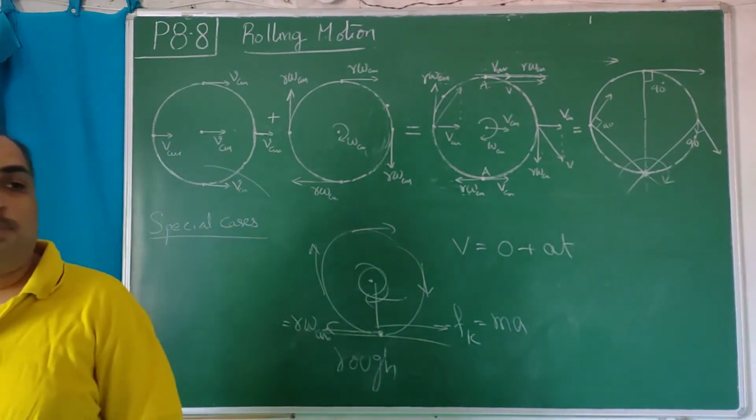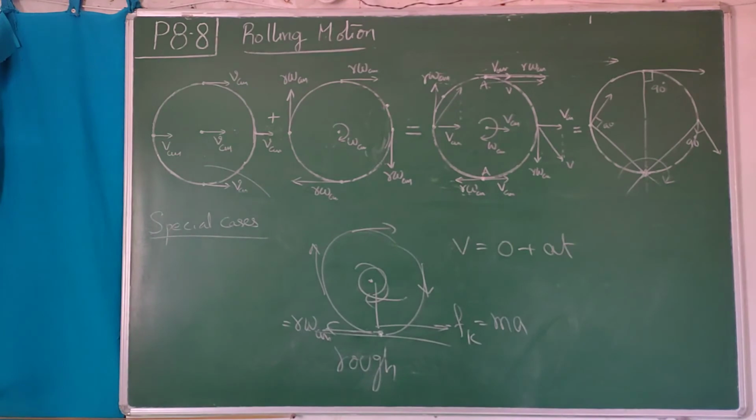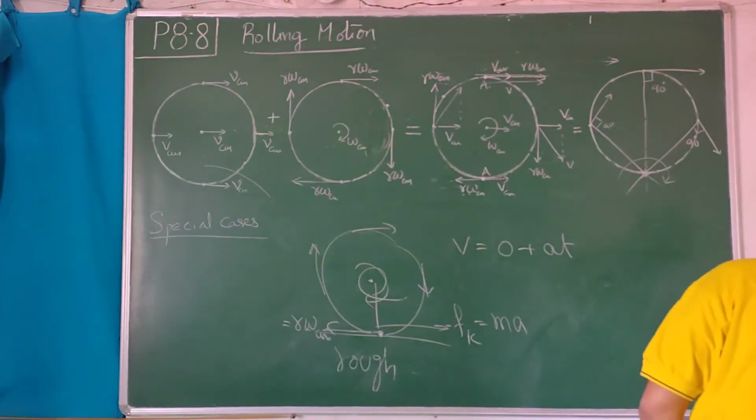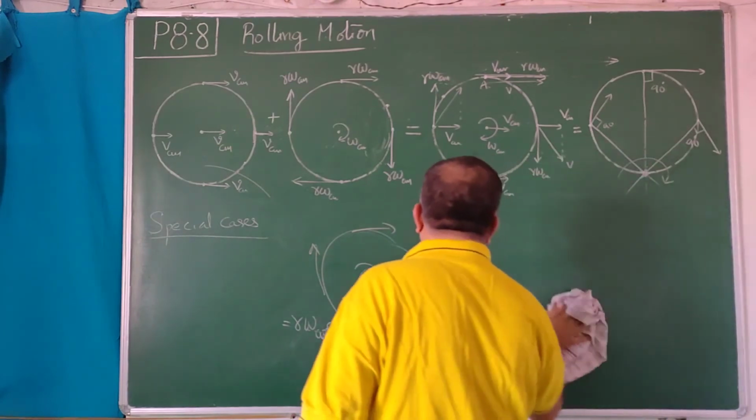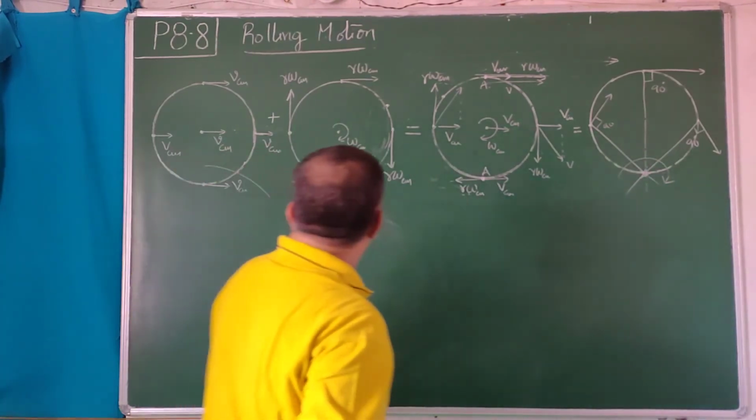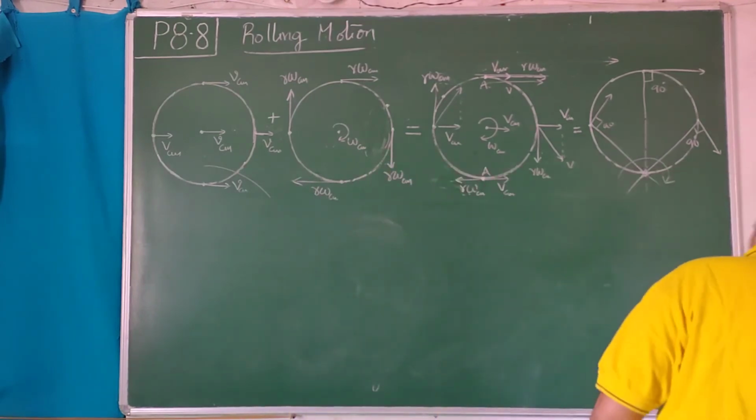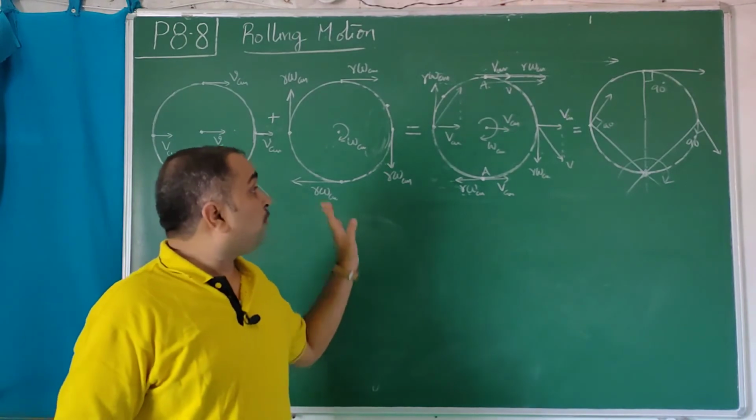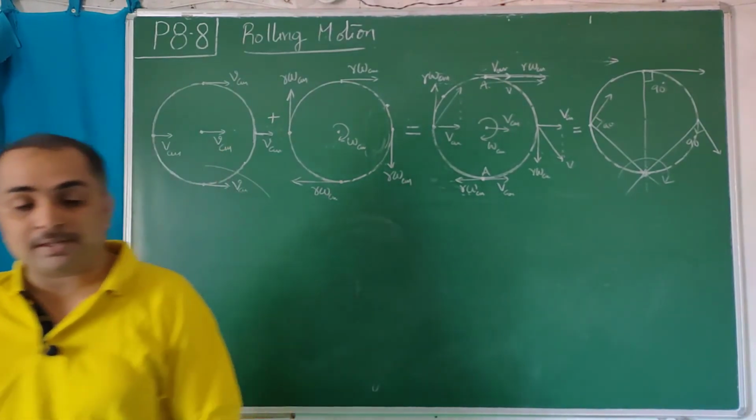To get more clarity, we have to take the object to be over an inclined plane. Then you will get a clearer idea. So let me start like this. It will be convenient if I use more of the board, so I am rubbing these things. Just wait for a minute.